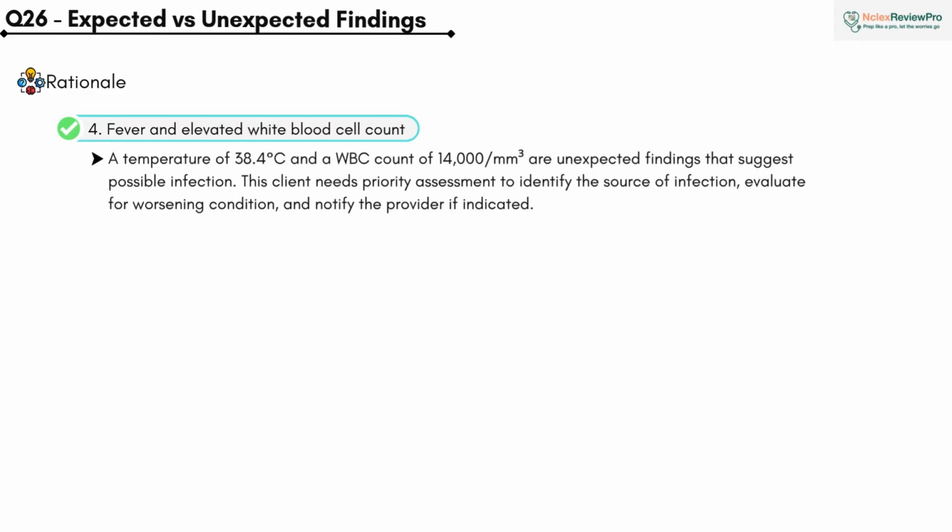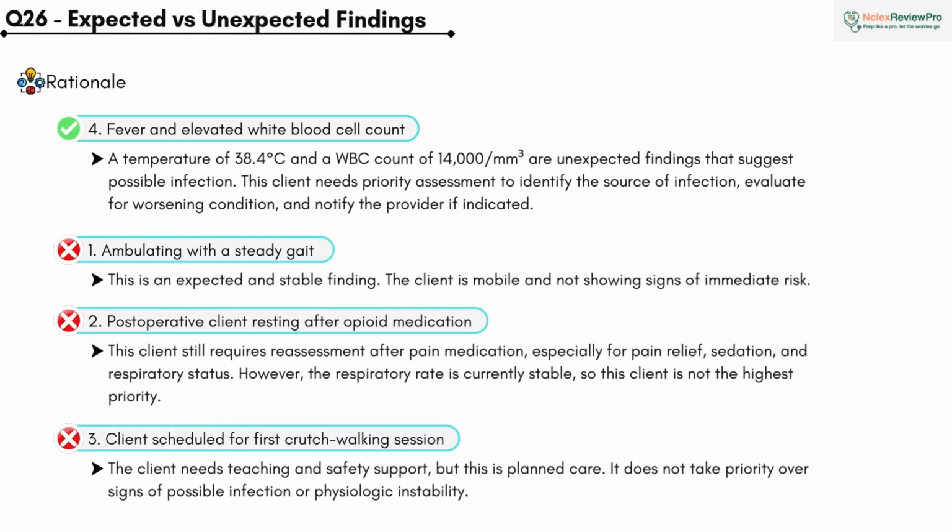This client should be assessed first because fever plus an elevated white blood cell count is an unexpected finding that may indicate infection. This client needs priority assessment to identify the possible source of infection, check for worsening condition, and notify the provider if indicated. Now let's look at the other options.